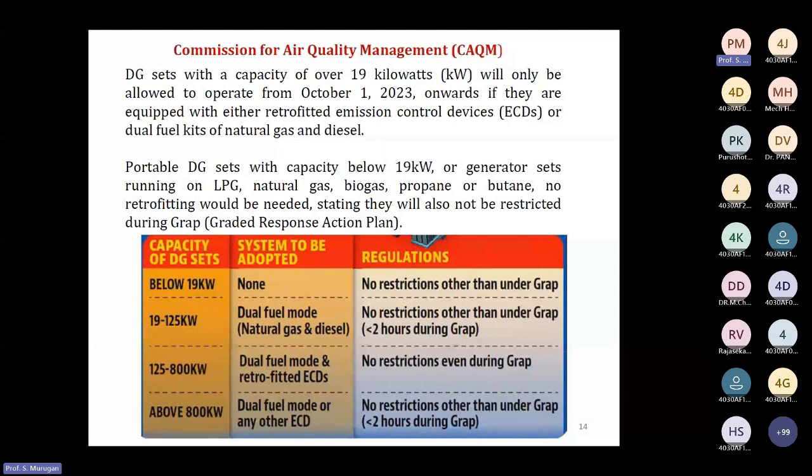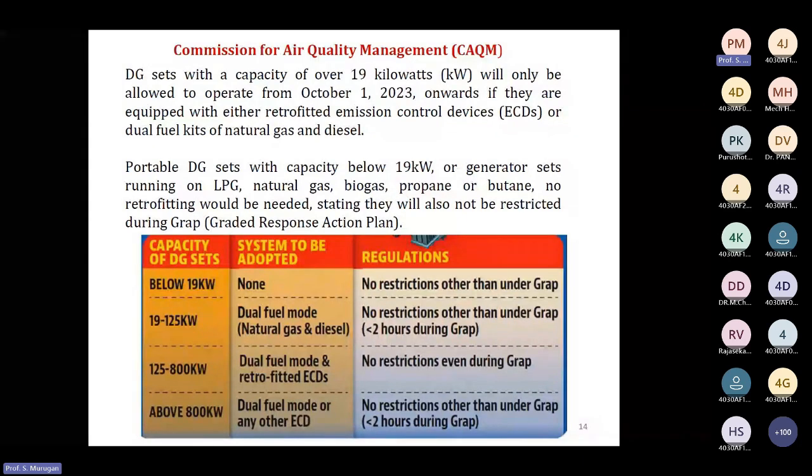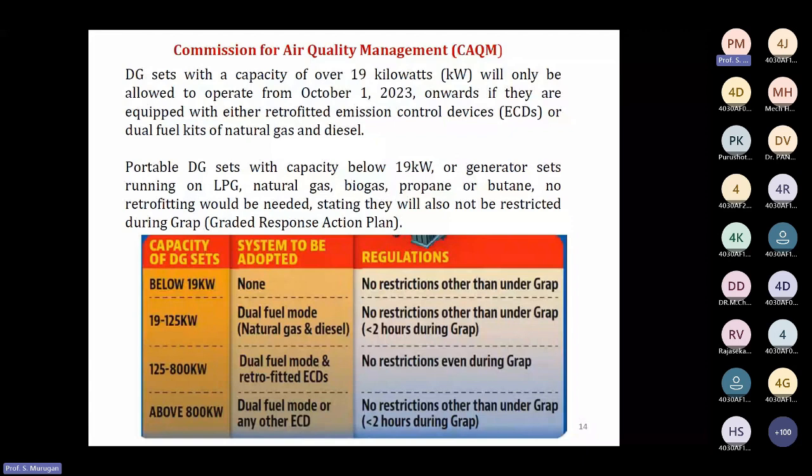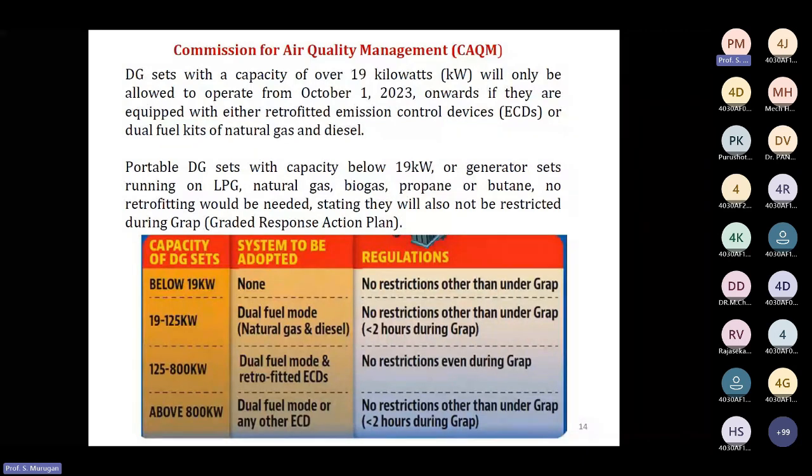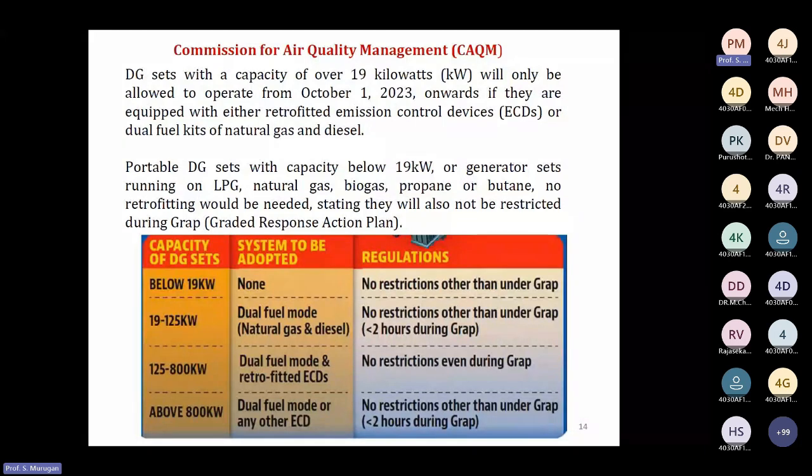So this kind of guidelines were implemented since year 2023. So whatever the diesel generator you buy for your application, manufactured after 2023, you have to necessarily follow this guidelines which are given by Commission for Air Quality Management. Now, this is one small idea about the diesel generators, what you can use in current day practice.